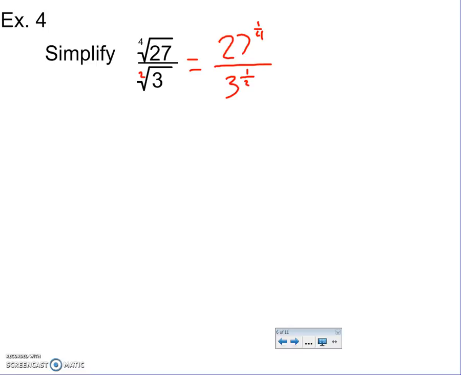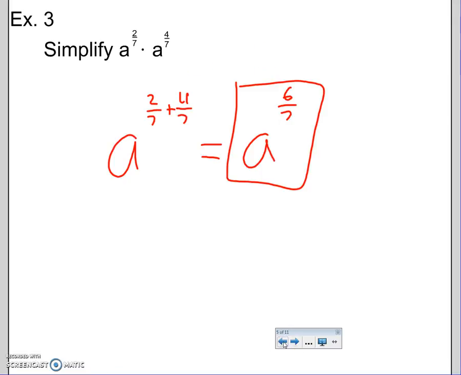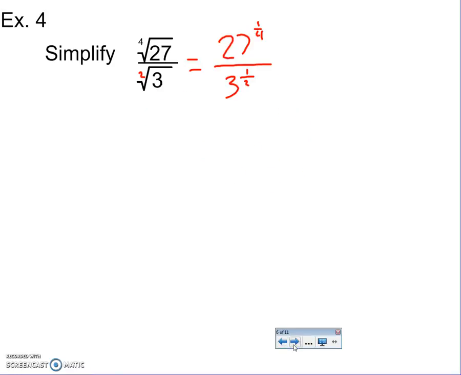We need common terms. So here I did the product rule. When you're multiplying common bases, you add the exponents. Here I'm going to try to do the quotient rule. When you're dividing same bases, for example, x to the 7th divided by x to the 4, you subtract them. That's really 7 minus 4, which is x to the 3rd. Right. Now, 27 and 3 are not the same.